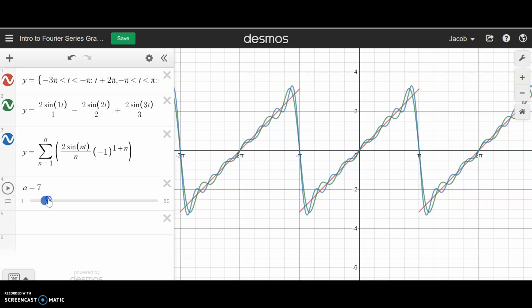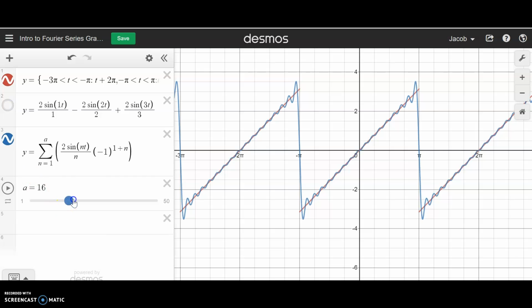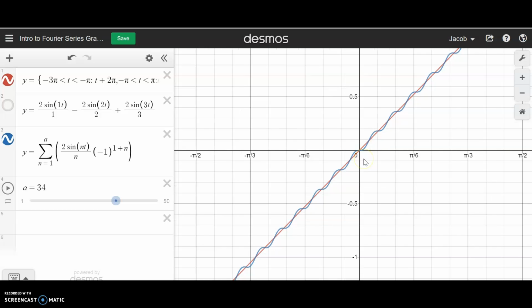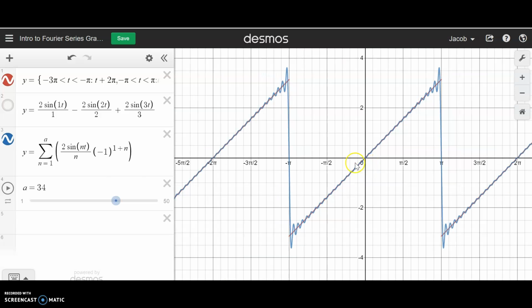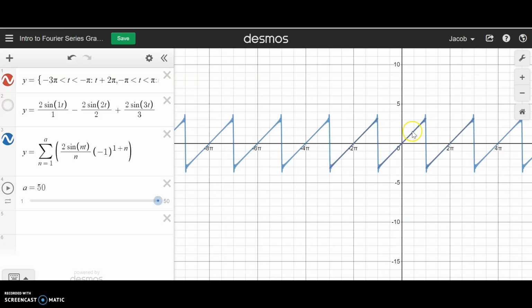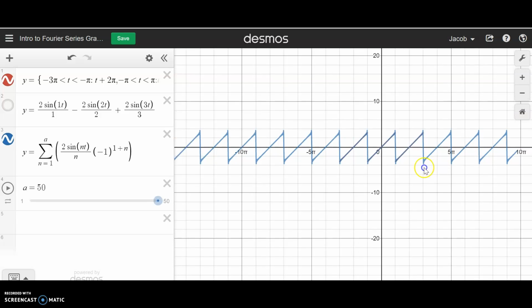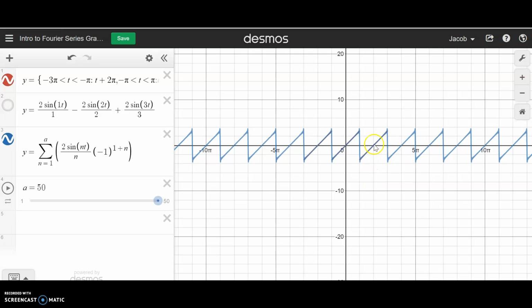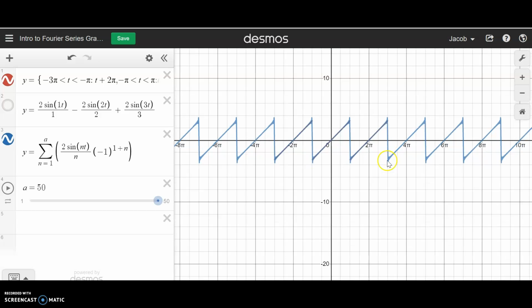But watch what happens if I add a bunch of terms. Let me get rid of this thing. Look at how good it gets. Look at how accurate that is, right? That is crazy accurate. Let me go out all the way to the end. Bam. If I zoom out here, you see that I get this jagged zigzag, almost like a sawtooth, right? I get this jagged zigzag periodic function that goes on forever.